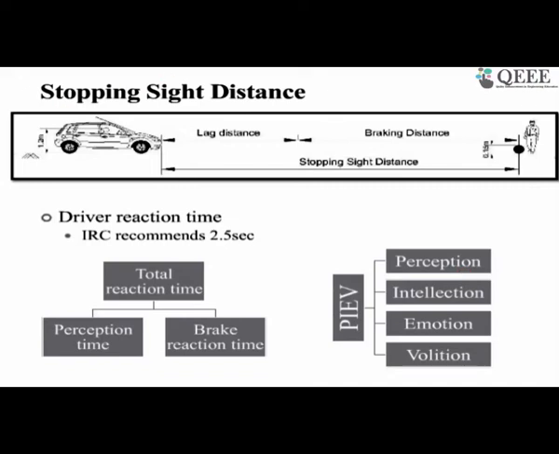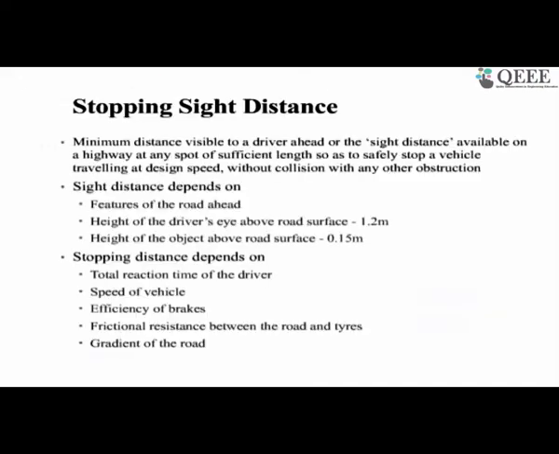Okay, so next, moving back to sight distance. By definition, it is the minimum distance visible to the driver ahead of them, and this is required to stop the vehicle safely.